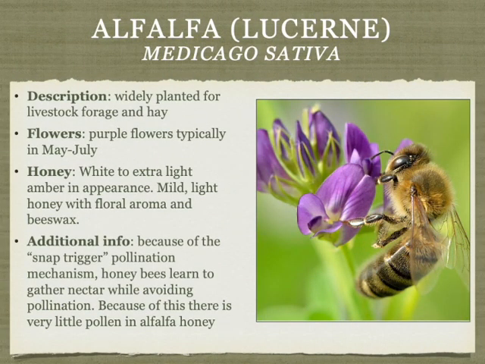Alfalfa, also called lucerne in some places. It's a crop widely planted for livestock forage and hay. The honey is mild, light, white to extra light amber in appearance, floral aroma, sometimes with notes of beeswax. This plant is interesting in that it's pollinated by a snap trigger mechanism. When the bee lands, there's a snap trigger which hits the bee in the head, transferring the pollen. Now, honeybees don't like this, so usually by the second or third time of working these flowers, they learn to avoid the snap trigger and collect the nectar without actually getting the pollen. That's why there's very little pollen in alfalfa honey, and that's why honeybees are not the best pollinators for alfalfa.